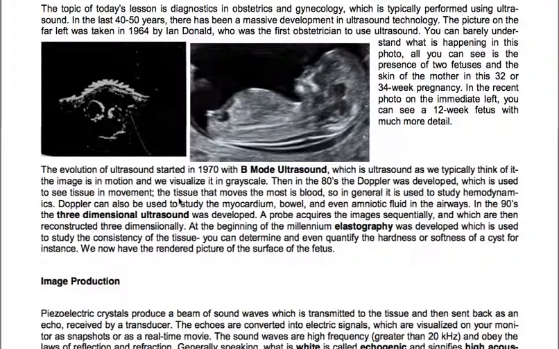Then in the 80s, the Doppler was developed. In the 90s, the three-dimensional ultrasound was developed. A probe acquires the images sequentially, which are then reconstructed three-dimensionally. Then elastography was developed, which is used to study the consistency of tissue. You can determine and even quantify the hardness or softness of a cyst, for instance.